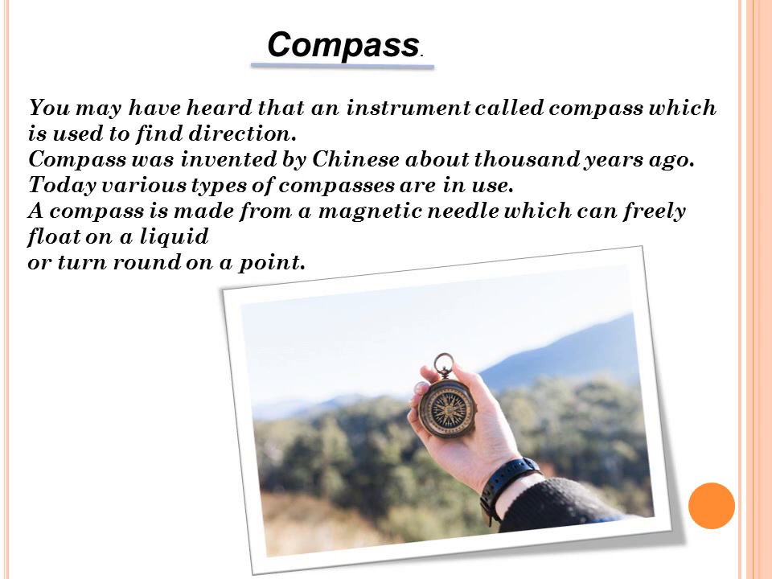Next we have to talk about the compass. You may have heard that an instrument called a compass is used to find direction. Compass was invented by the Chinese about 1000 years ago. Today, various types of compasses are in use. A compass is made from a magnetic needle, which is just like a small magnet that can freely float on liquid or turn around on a point.